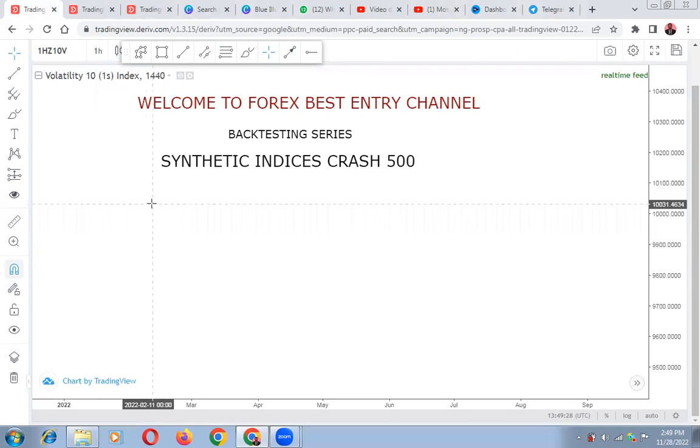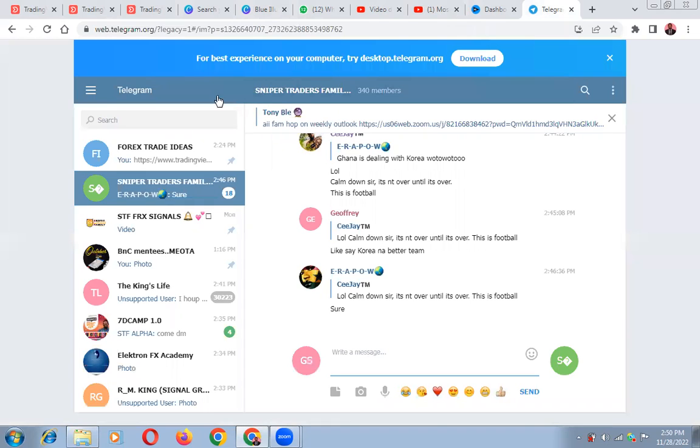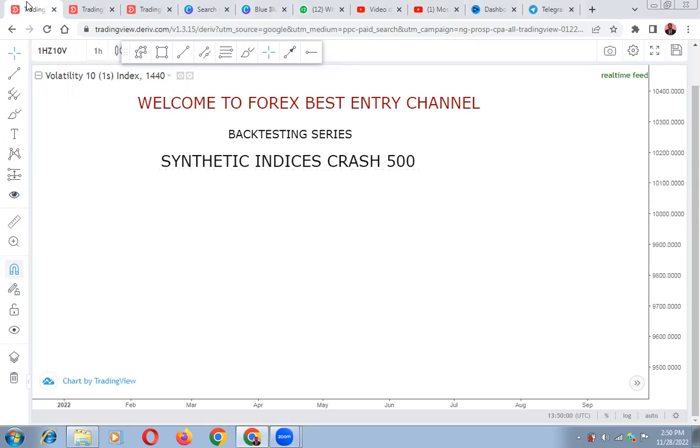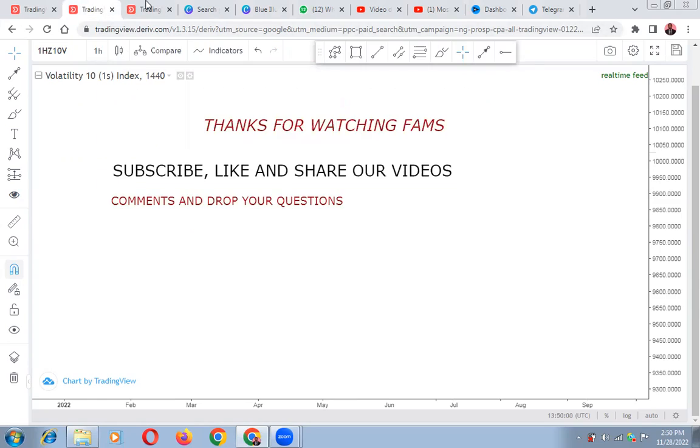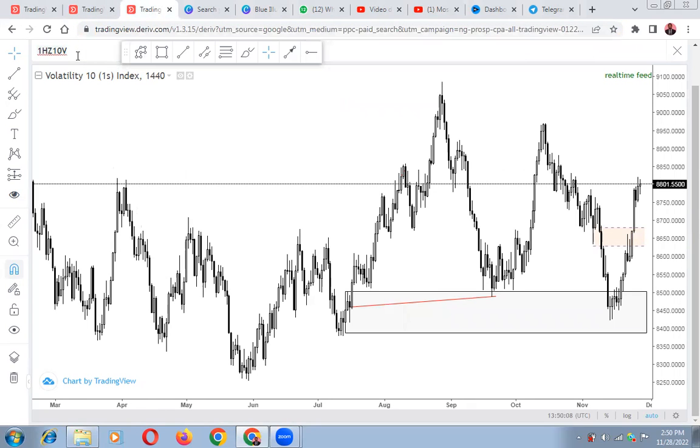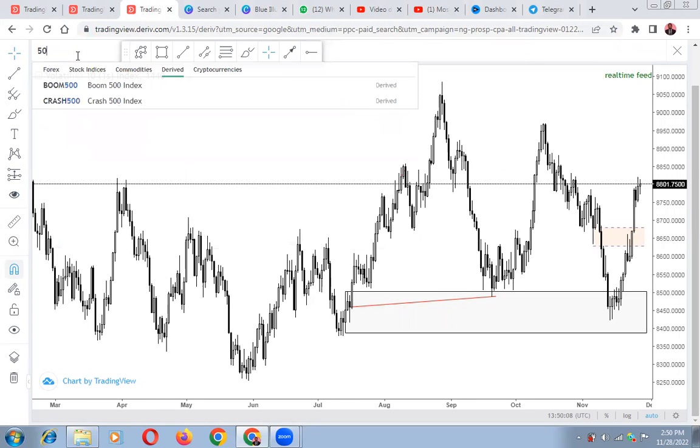Today we're looking at synthetic indices. We want to backtest Crash 500. Let's find out what Crash 500 has been doing, and all the trades we would have been able to get from these different setups, all the setups that were there. Okay, let's go. Let me log into Crash 500 so that we find out, first of all, structure.